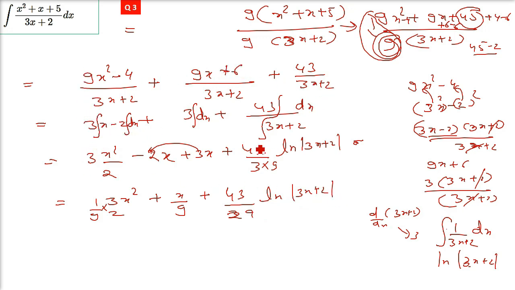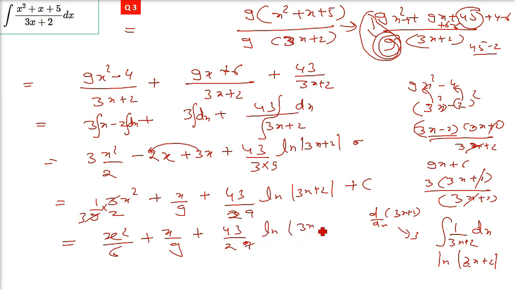So this everywhere integration and dx is by default. Please remember, I'm not writing it, but it has to be there every time. So you get x square by 6 plus x by 9 plus 43 by 27. ln is log base e. Modulus has to be kept there, because in the standard results I already told you how to do this. 43 by 27, sorry. And then we have ln modulus of 3x plus 2. This is your final result.